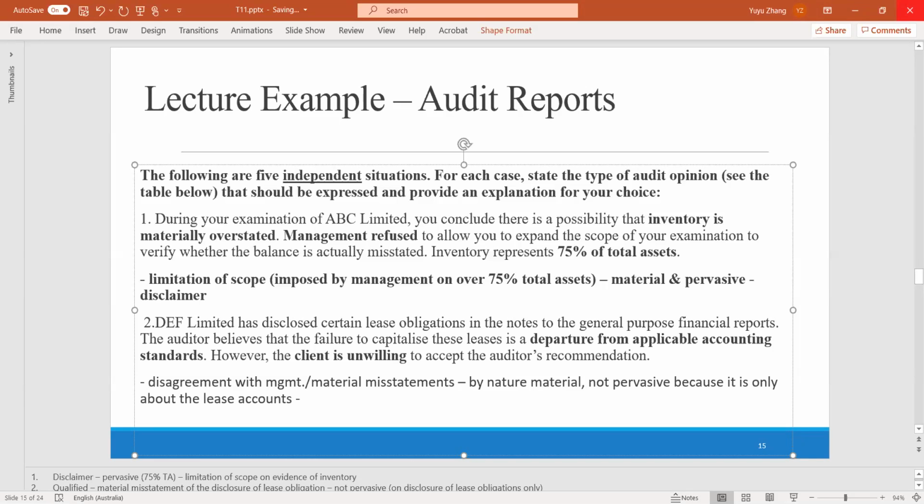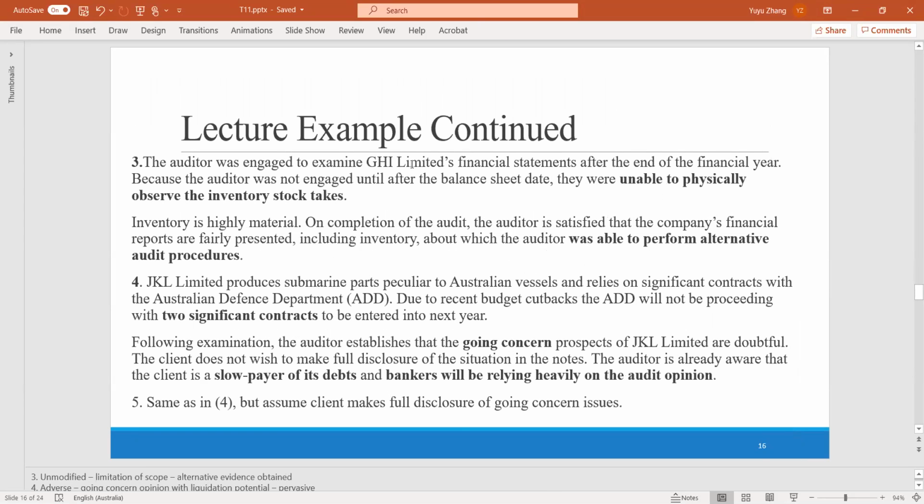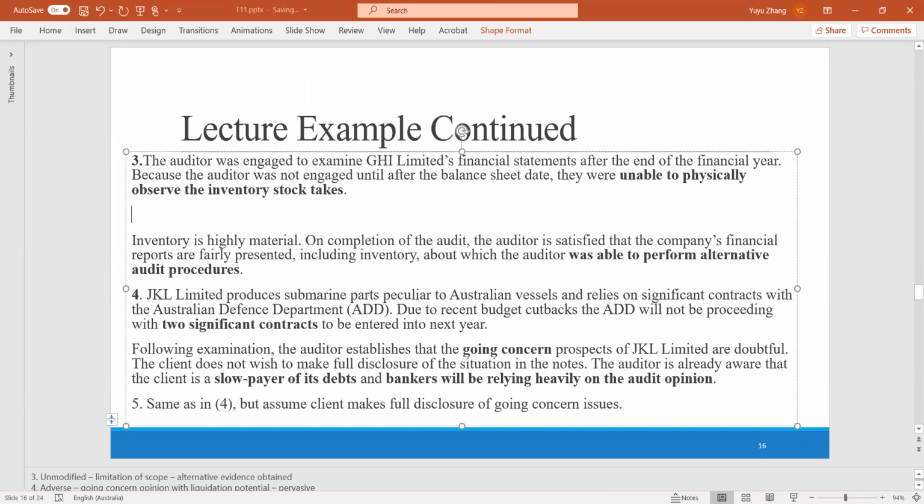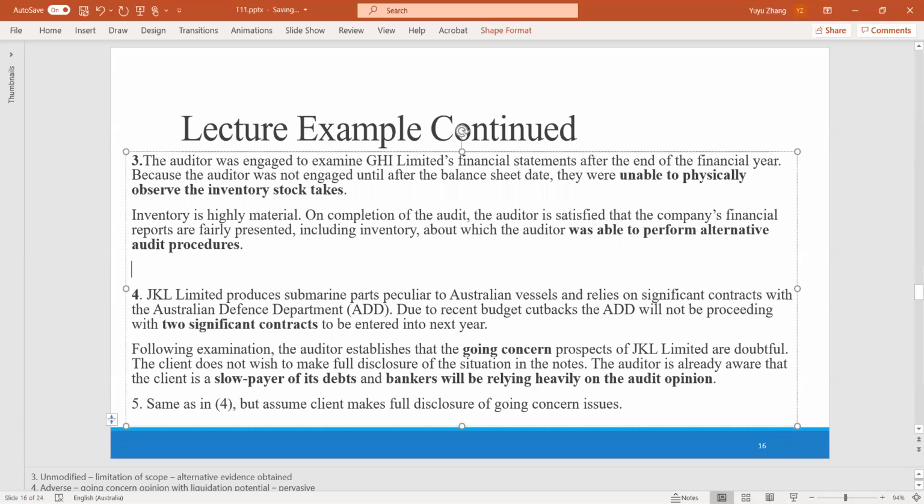So qualified opinion due to disagreement with management, right? Number three has the longer case. So the auditor is doing the audit for a GHI company.